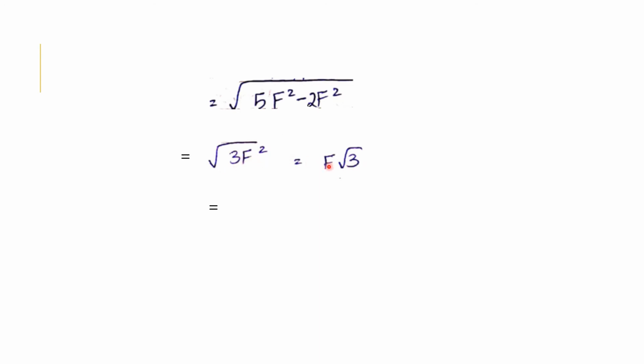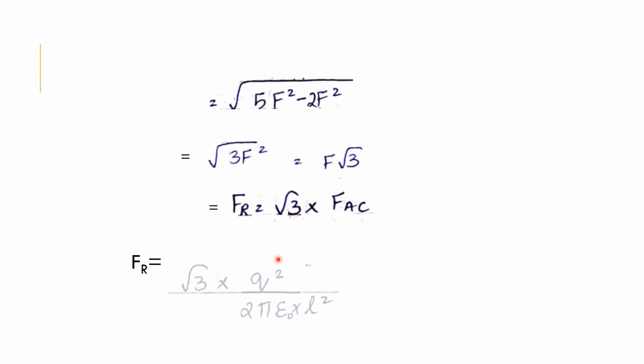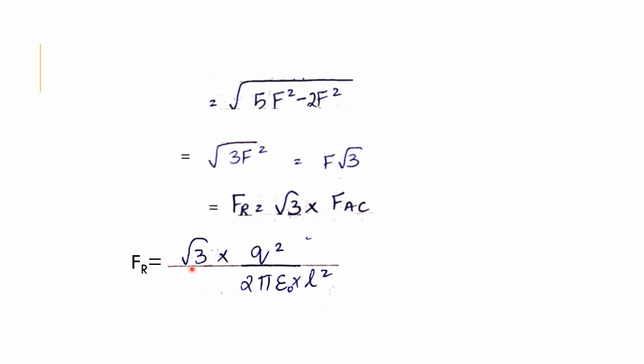What is F? F is nothing but FAC. This is a substitution we have given. FAC is F, so the result is root 3 into FAC, and the magnitude of FAC we have already found using the formula. Substituting that, we get root 3 into Q square by 2 pi epsilon naught L square, because FAC is 1 by 4 pi epsilon naught 4 Q square by L square.